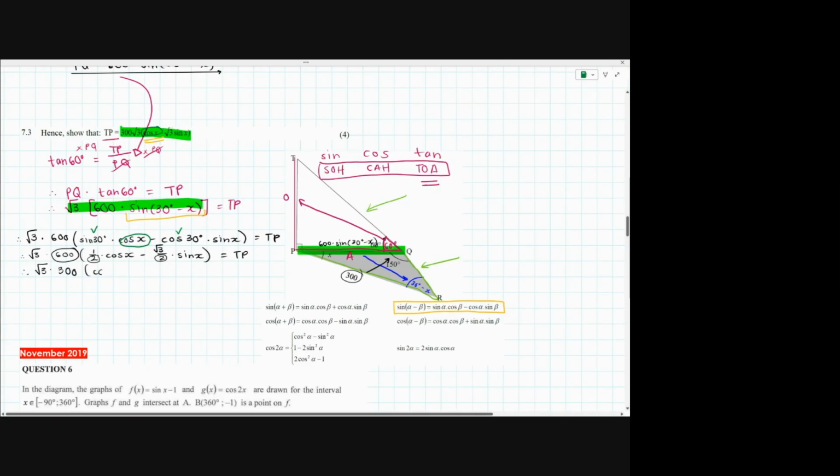So now I've got cos x, because remember I essentially divided that half away, minus root 3 sine x equals TP. And essentially what I've done is I've proven that this is equal. Obviously, you can write the 300 in front of the root 3. It makes no difference. These two things are being multiplied. The order of multiplication isn't important. And so we've proven that TP is in fact the expression given to us.